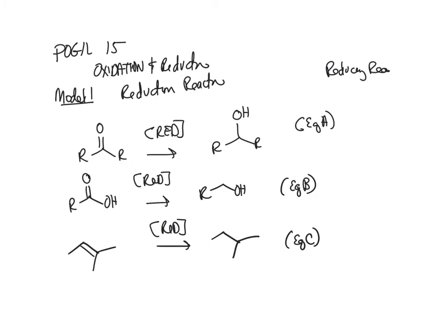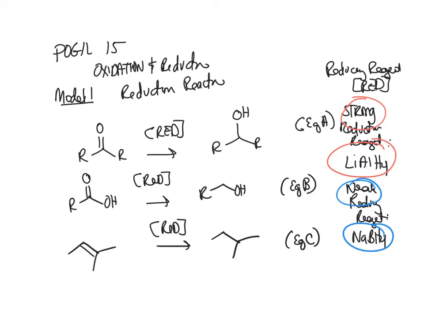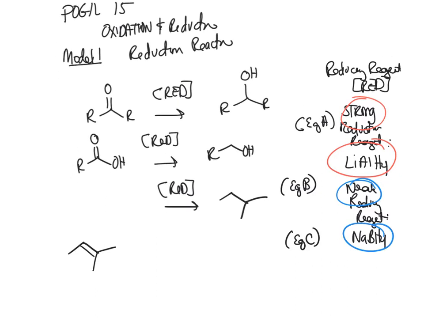Reducing reagents are RED, and a strong reducing reagent is lithium aluminum hydride, and a weak reducing reagent is sodium borohydride. So strong is lithium aluminum hydride and weak is sodium borohydride. Now let's answer the questions.